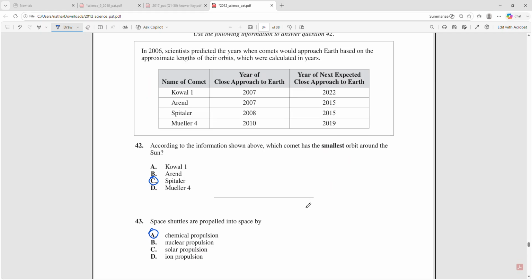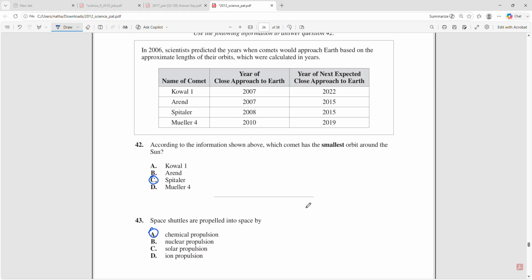In 2006, scientists predicted the years when comets would approach Earth based on approximate lengths of their orbits, which were calculated in years. So here's our sun, and then comets, right, have an orbit. And here we are going around the sun. Here's Earth. So we might get to see this comet when it comes close to us, close to the sun.